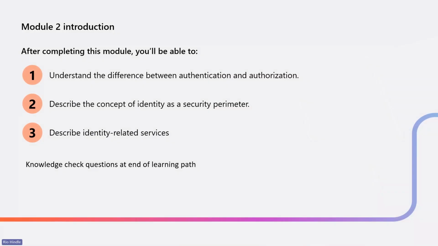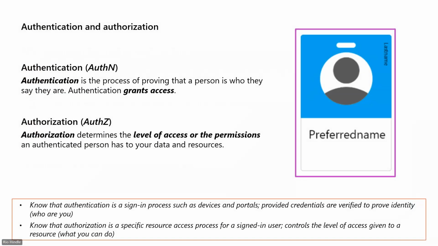So describe identity concepts. Understand the difference between authentication and authorization. We'll look at that. Describe the concept of identity as a security perimeter, and describe identity related services. Just to kick off with authentication and authorization. Authentication is simply the process of proving that the person is who they say they are, and authorization determines the level of access or permissions they have to complete a particular action.